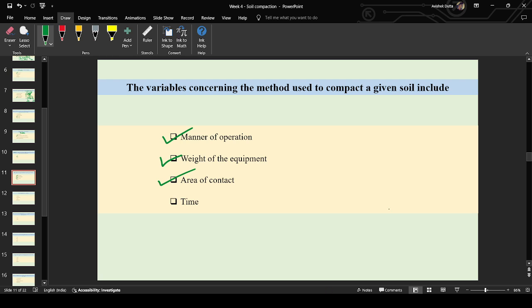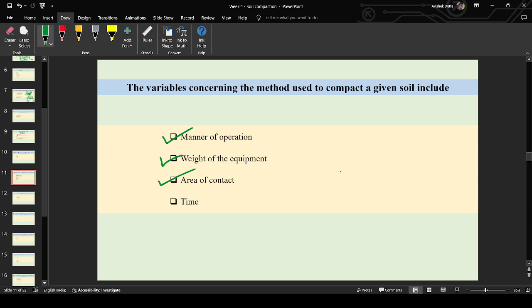I don't think so, sir, time. I will give you another way of relation. Take a concrete mixture: either you go for 1 minute mixing or 1.5 minute or 2 minute, 3 minute, you don't have any significant improvement. Only waste of the time. That is after a particular time.